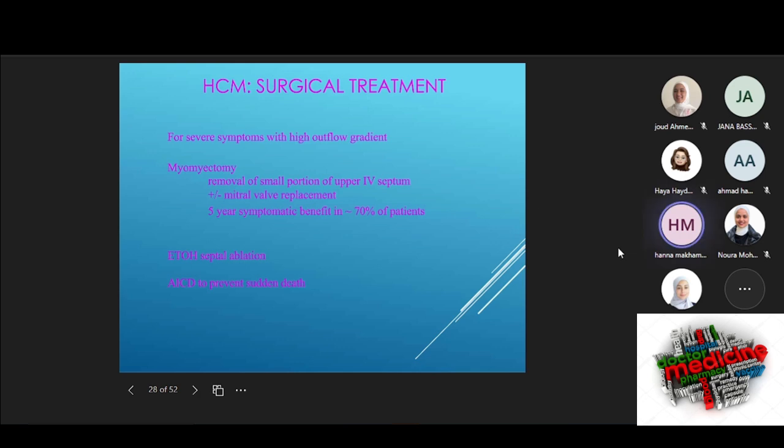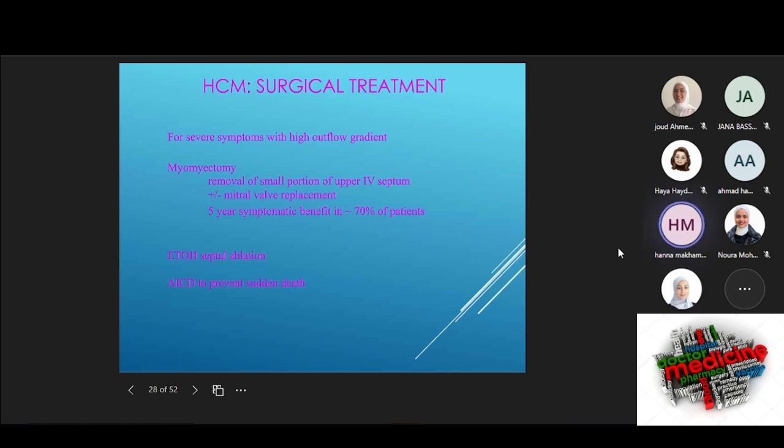So the treatment for symptoms, we talked about medications, particularly beta blockers and calcium channel blockers. If no response, then we move on to alcohol septal ablation or myomectomy. Myomectomy has better long-term results because it is an older procedure, and you can treat the mitral valve issue if it is present at the same setting.